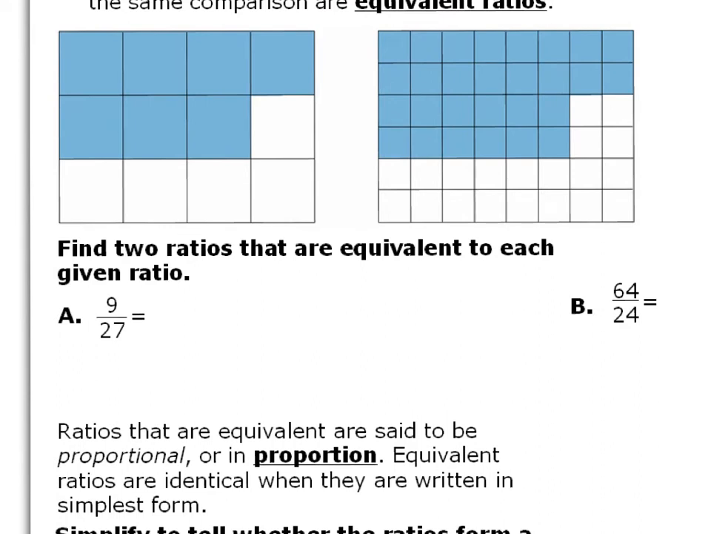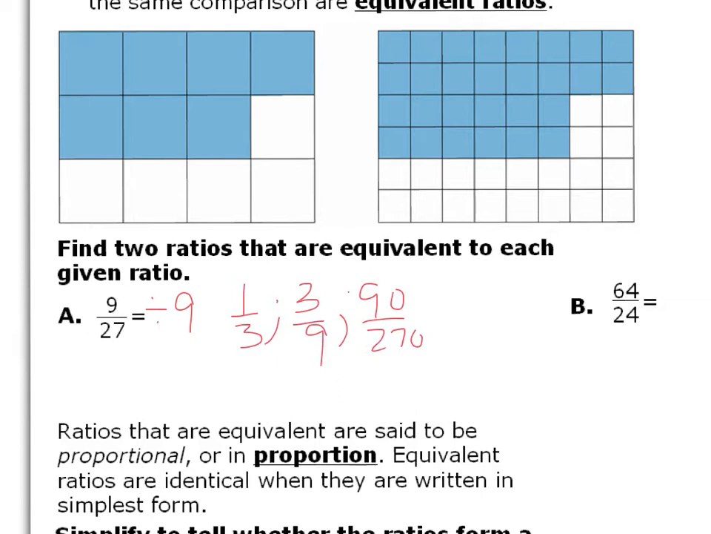Okay, so they want us to give two ratios that are equivalent to each given ratio. So you can always reduce if you can. So 9 over 27, if we reduce both of those numbers by 9, we get 1/3. You can also take 9 over 27 and multiply the numerator and the denominator by the same number. Or you can take the reduced 1/3 and multiply that by the same number. So you could have 3/9. Okay, you could add a 0 to both. You could have 90 over 270. There's an infinite number of possibilities.